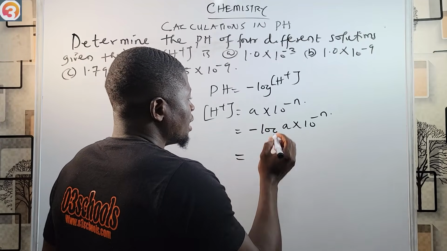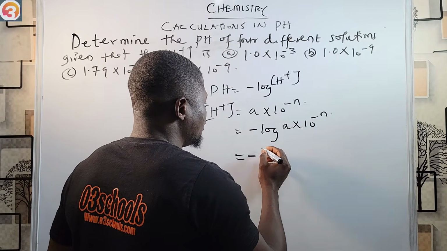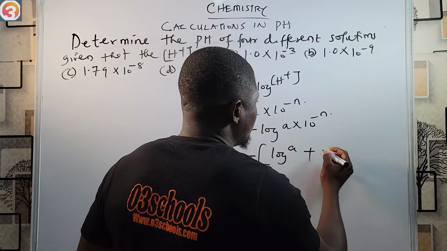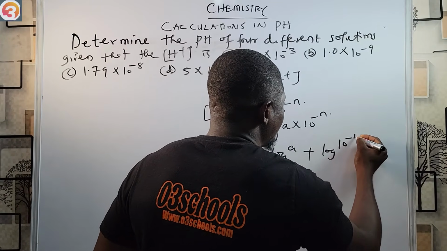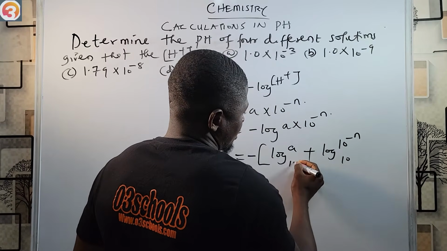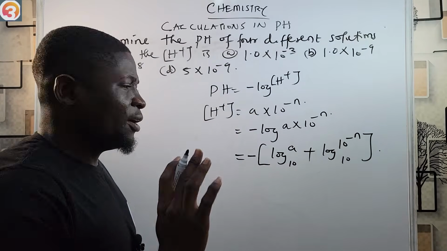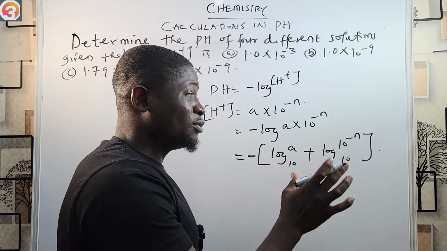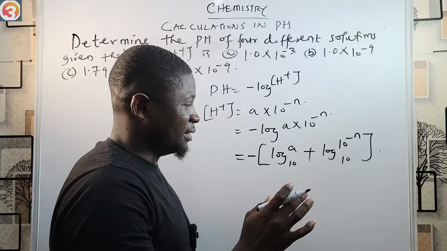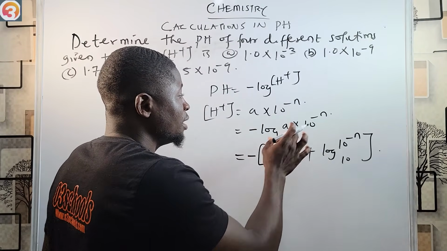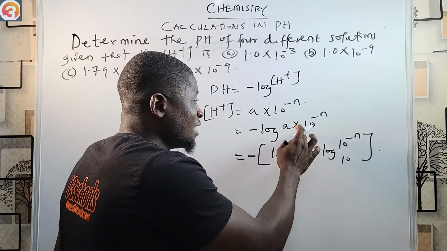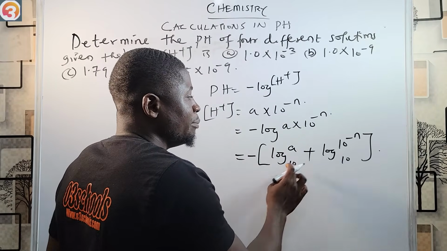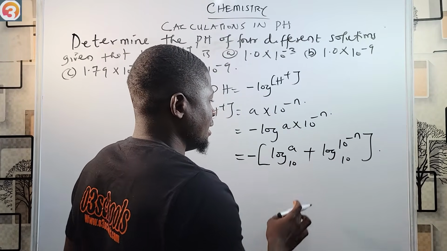So this will be the same thing as negative into log of A plus log of 10 to the power minus n. This is base 10, of course, and this is base 10. Remember, this is how we break this down. For science students who do not know mathematics, it is important you know mathematics. Breaking this down from the laws of logarithm, when there's a multiplication sign here, it means we're going to add. So we can break this into log A plus log 10 to the power minus n, base 10.